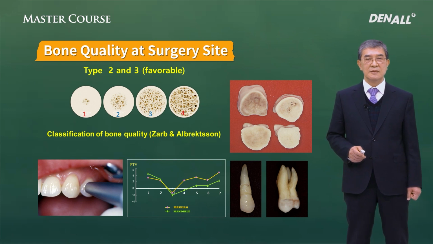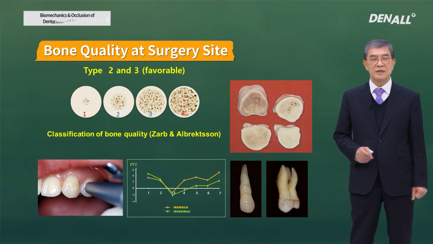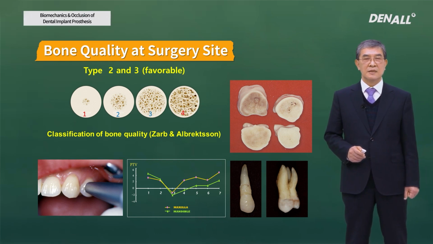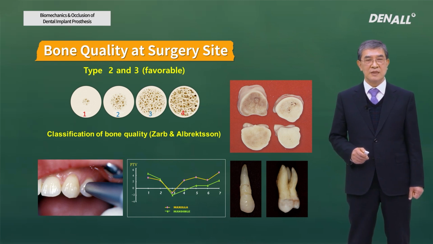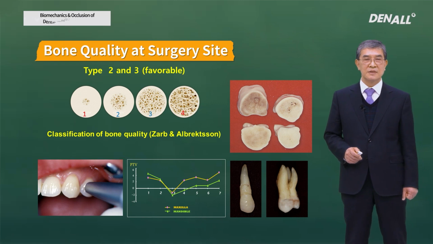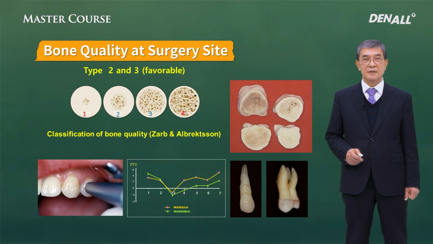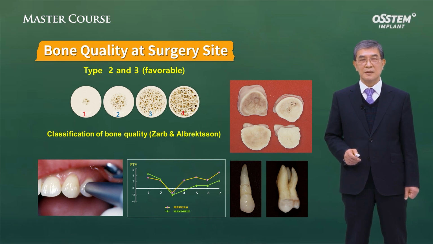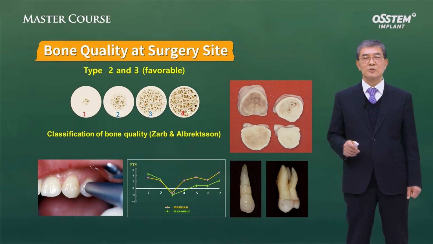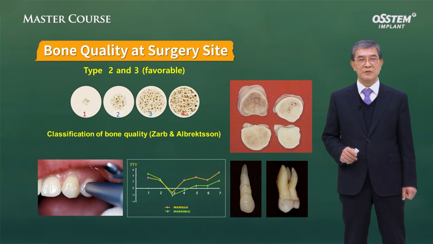What they emphasize is that rather than cortical bone, cancellous bone affects the success rate of implants. There needs to be a lot of vascularization for bone formation, and hence type 2 and 3 are mentioned. What I'm showing you on the right is the bone of a cow, which I received from a restaurant. And I compared type 1, 2, 3, 4 bones.